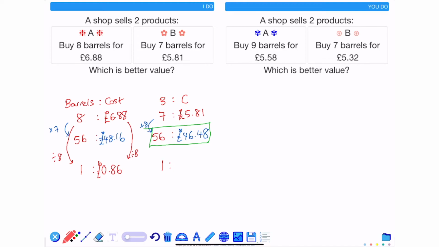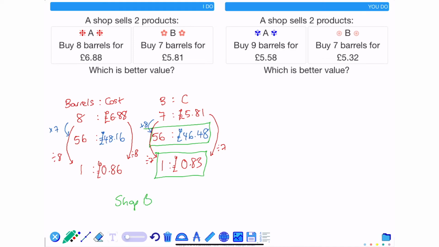If I then divide 7 barrels by 7 and the cost of 7 barrels by 7, I get the cost of 1 barrel, which is 0.83. Here you can see per barrel, shop B is 3p cheaper. So shop B has the best value.